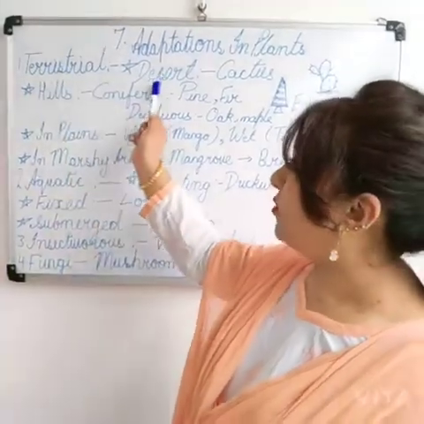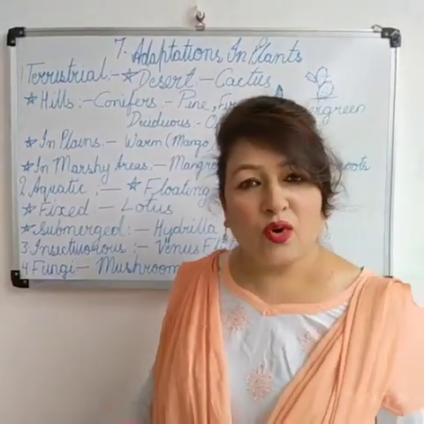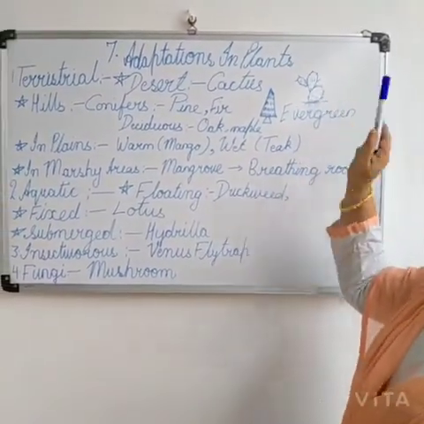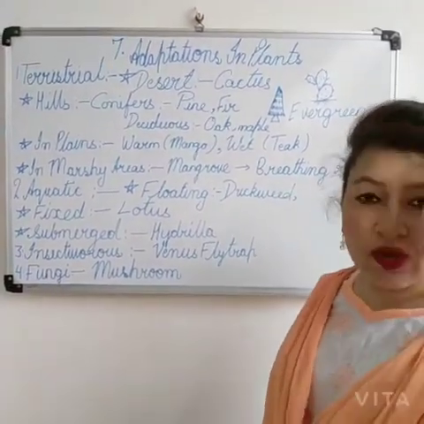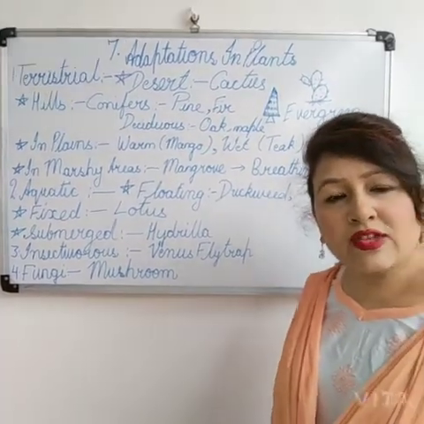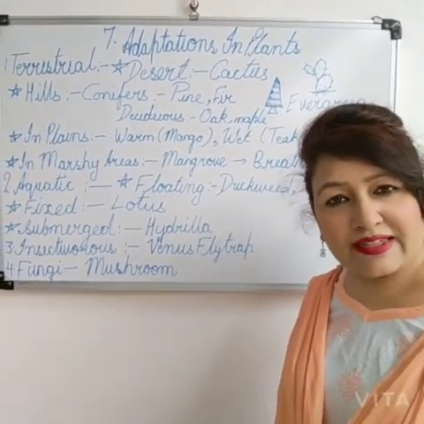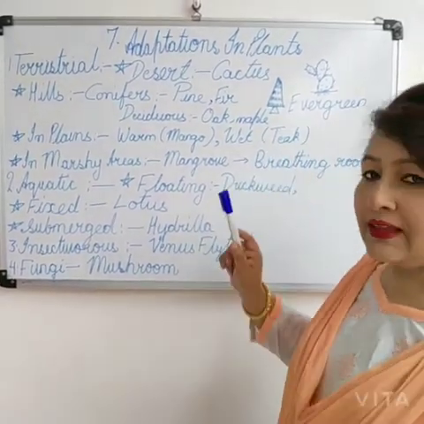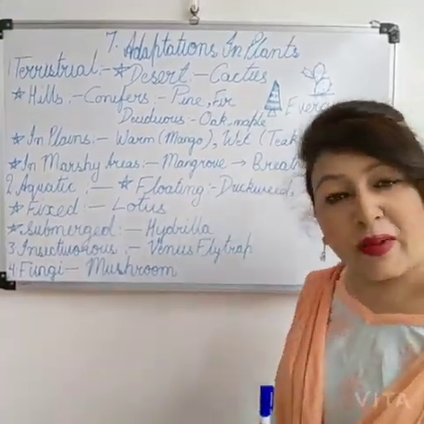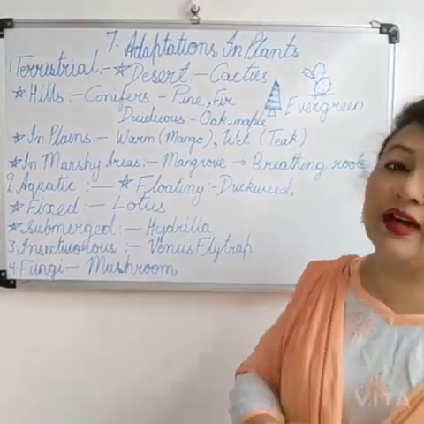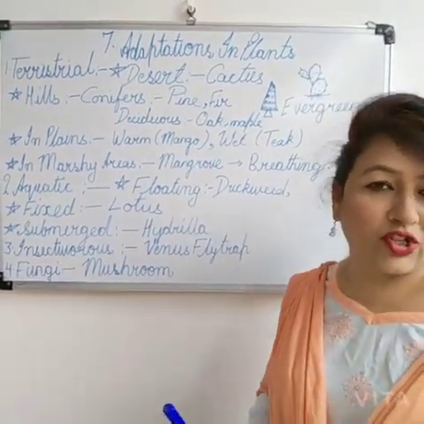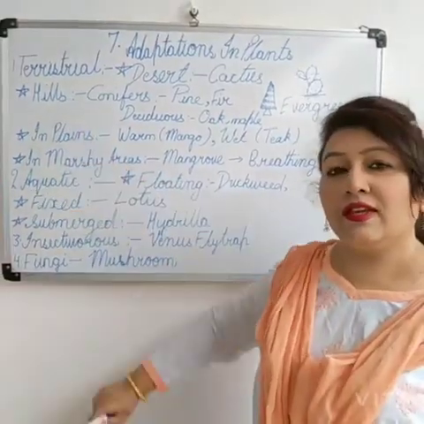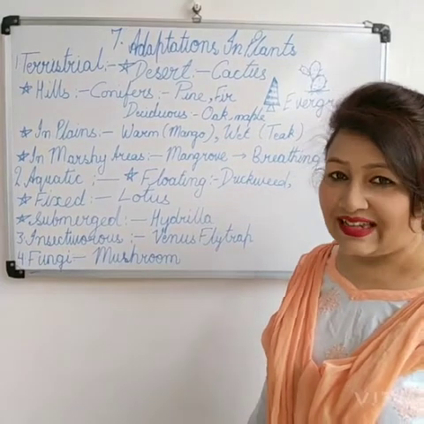Let us discuss the desert plants, the cactus. Cactus, I have drawn the diagram over here. You can see that cactus does not have any leaves. Why is it so? The leaves have been replaced by spines. It's because they want to save the water in their body. That is why their stem is spongy and succulent and green in color, because it has to perform all the functions of the leaf.